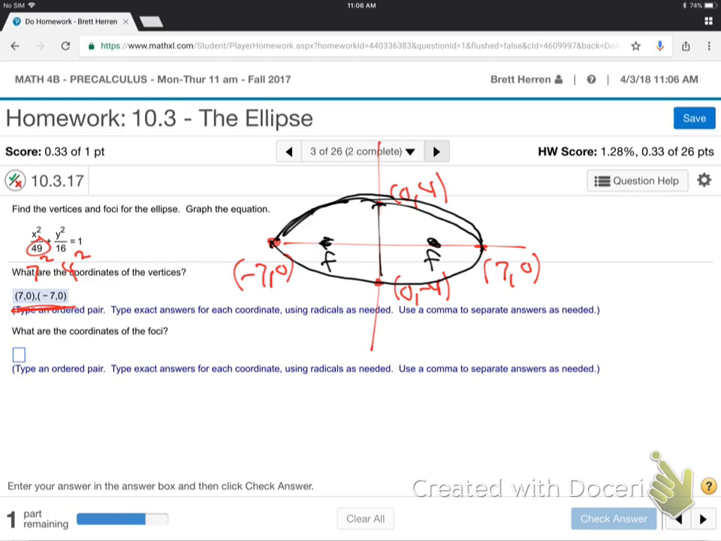But yeah, the focus points are always on what we call the major axis. Did I use that word? This would be the major axis, which just means the bigger one. So this one, it's sideways. That means the focus points are right and left. How do we find the actual focus points? What's the equation for finding focus points?